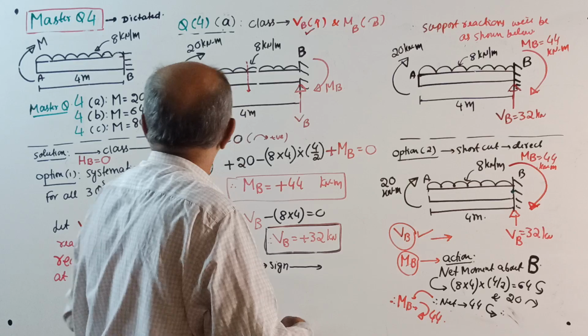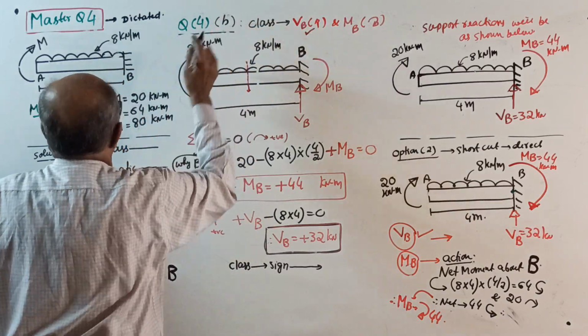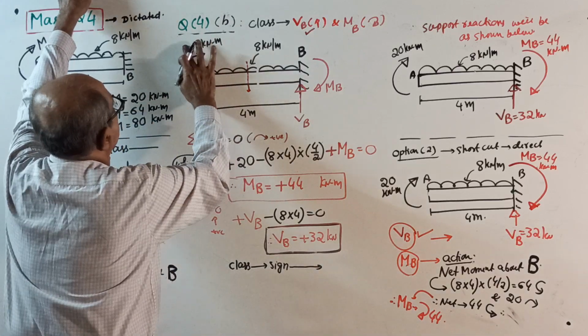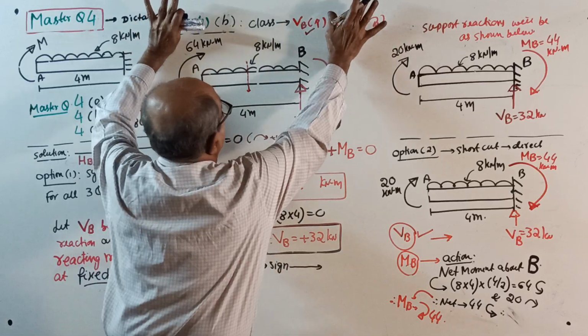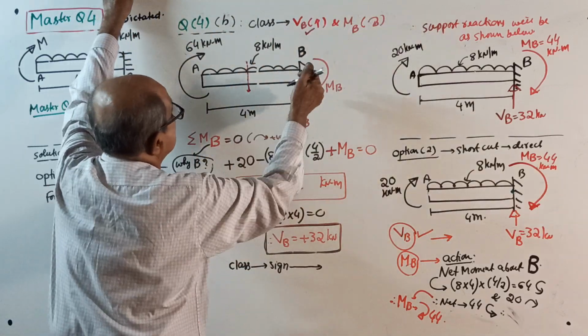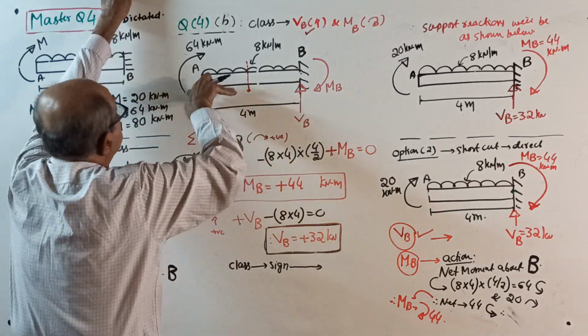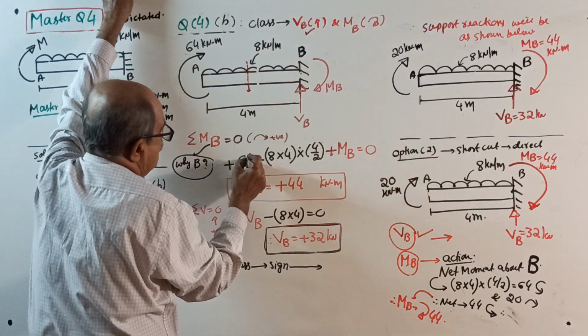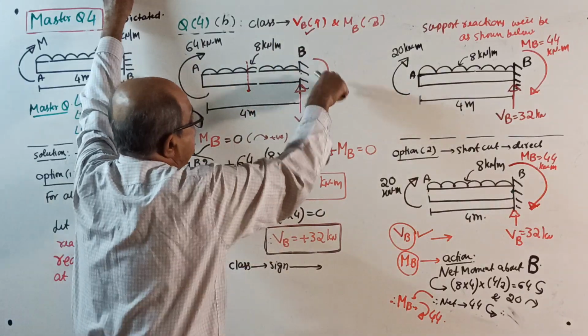Second question, question 4B, 64. Okay. Same thing once again. Traditional solution. Sigma M about B equals 0. Not 20, plus 64 minus 8 into 4 into 4 by 2 plus MB equals 0.